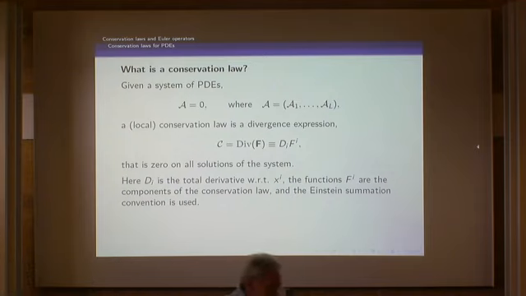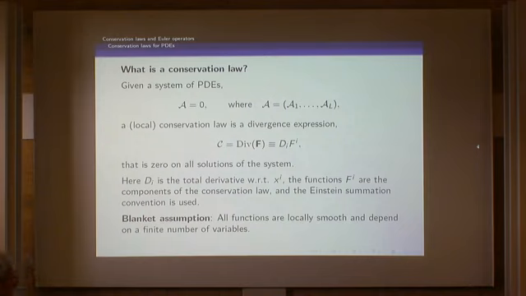To fill you in on the notation, I'm using here D_i for the total derivative with respect to x_i. And so total derivative is like a partial derivative that treats dependent variables and their derivatives as if they were functions of x. Okay. So it's just the analog of div. And the functions f^i are the components of the conservation law. And I will always use the Einstein summation convention.